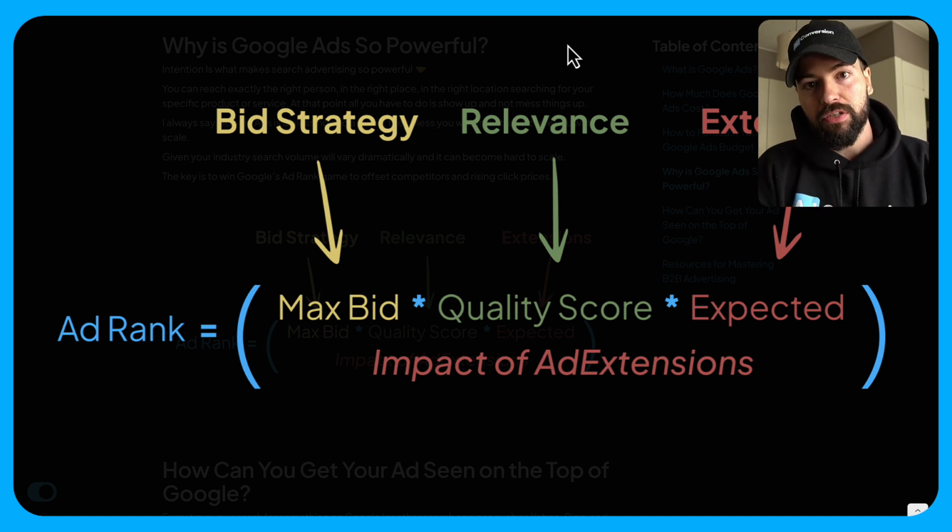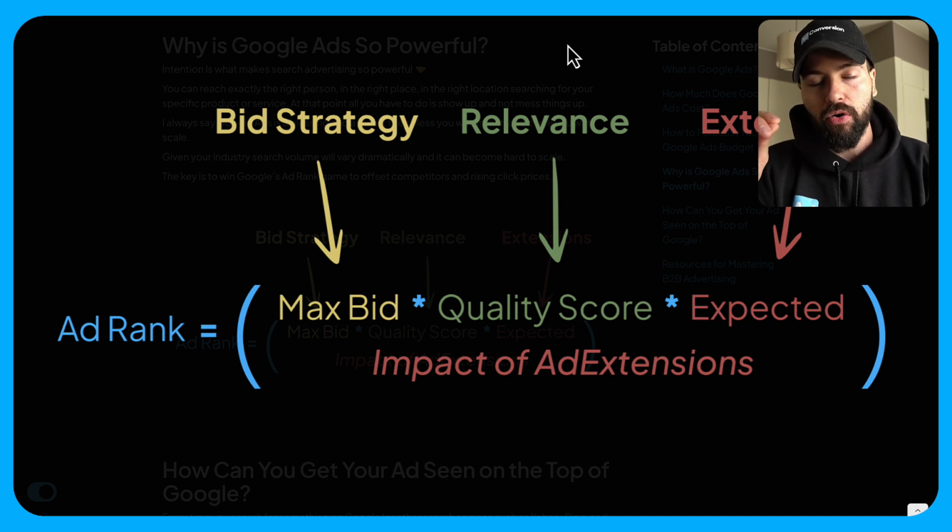I will link videos for you diving more into quality score and ad extensions for future reference. But just know right now, the big takeaway here is when it comes to Google Ads, the reason it's so powerful is because it's not just about who's willing to pay the most, it's about who's the most relevant.